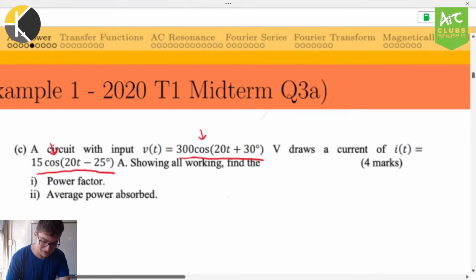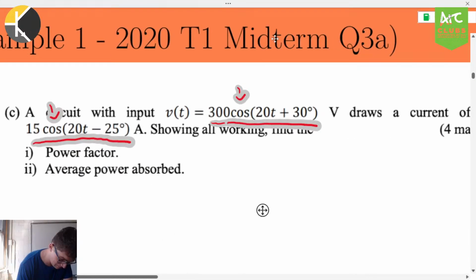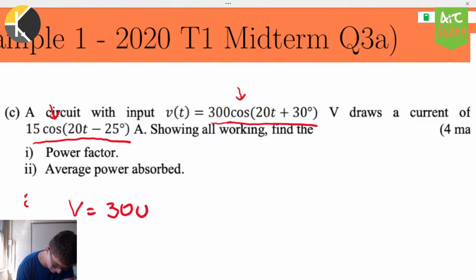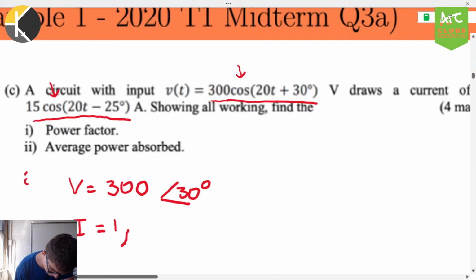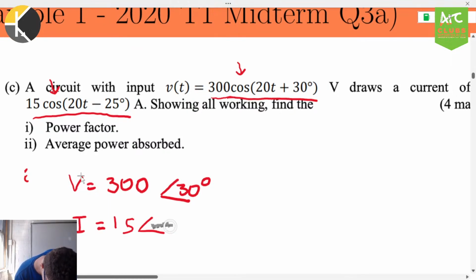So let's turn it into phasor representation. V is equal to 300, angle 30 degrees. I is equal to 15, angle minus 28. Okay, minus. Is it because I'm touching the thing? Yeah, it's because I'm touching it. Okay, I'm going to be careful.